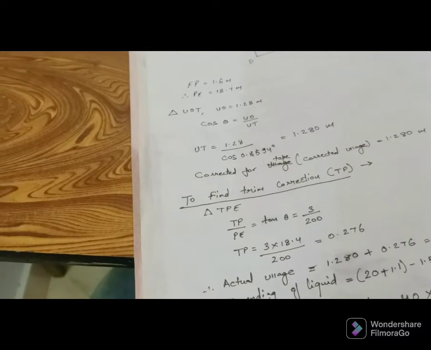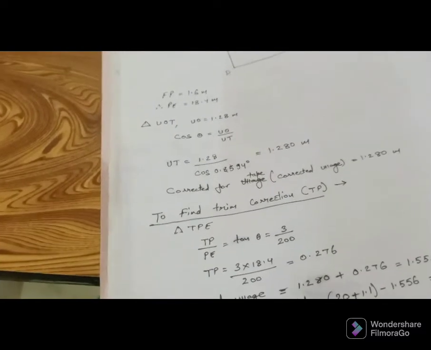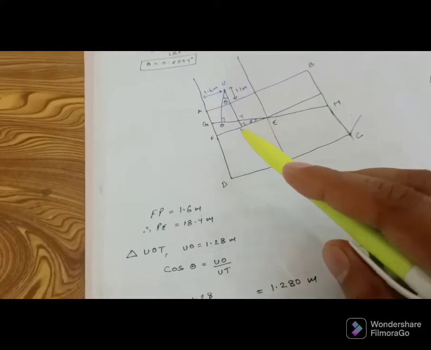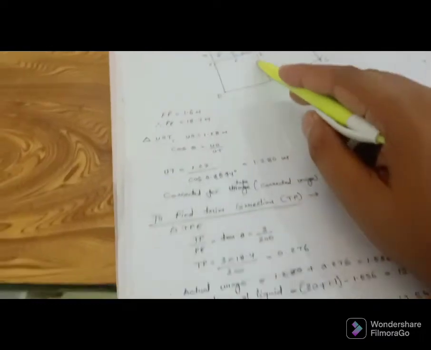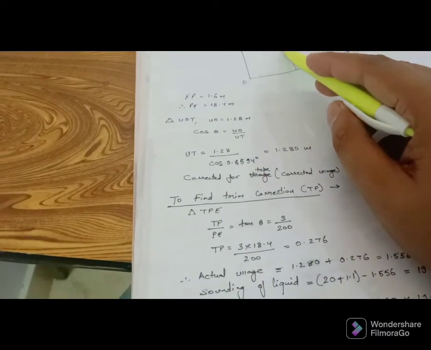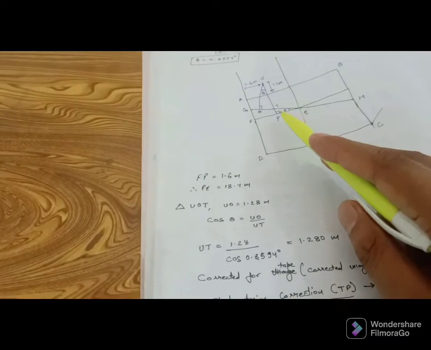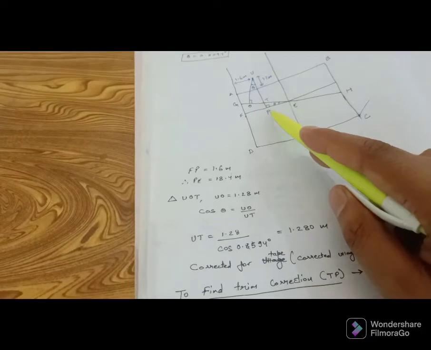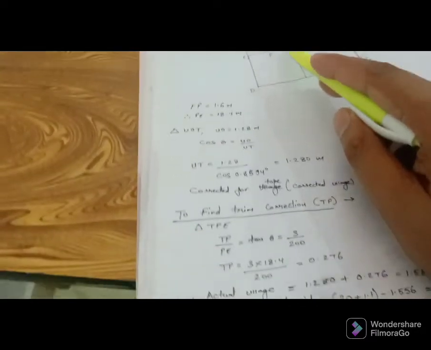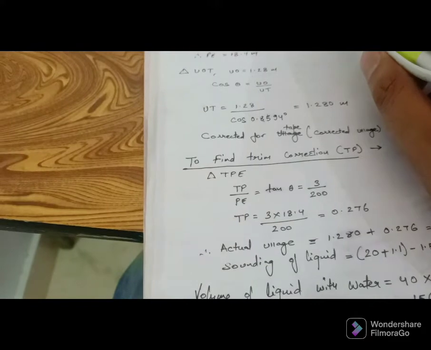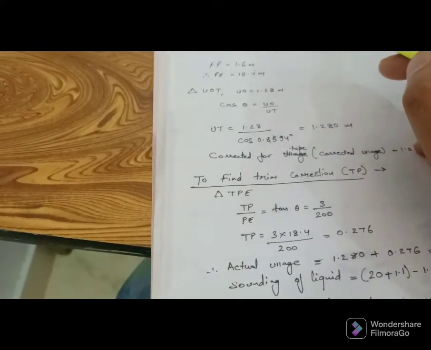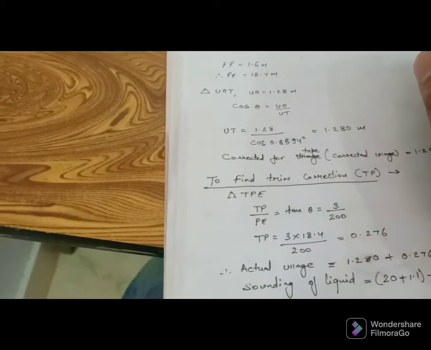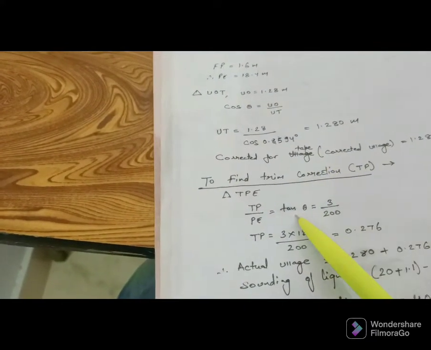To find the trim correction you have to apply it in triangle TPE, which is this triangle TPE. In triangle TPE, TP by PE is equal to tan theta, meaning opposite side upon adjacent side is equal to tan theta. So you know the value of tan theta. Tan theta is 3 upon 200, that means trim upon LBP, which we have already derived. So by this we get the value of TP.